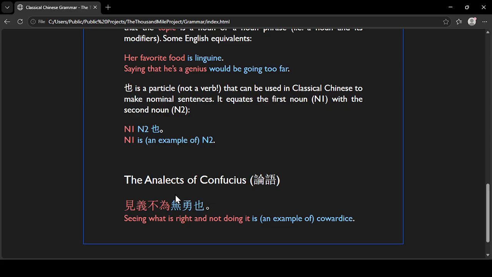So pulling it all together, it's seeing righteousness, or what is the right thing to do, and not doing that action is to lack courage. I found to lack courage lacked a little fluency, so I rendered it as cowardice, but I could be wrong. Anyway, seeing what's right and not doing it is cowardice.